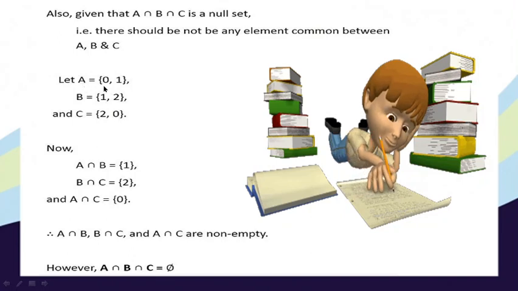So let's take three sets in such a way that these conditions are fulfilled. Let's take A as {0, 1}, B as {1, 2} and C as {2, 0}. A intersection B is non-empty; we have one element here. B intersection C is also not empty; we have one element here. A intersection C is also not empty; we have one element here. But if we take the intersection of all three sets, do we have any common element which is there in all three sets? No. So it is the empty set.